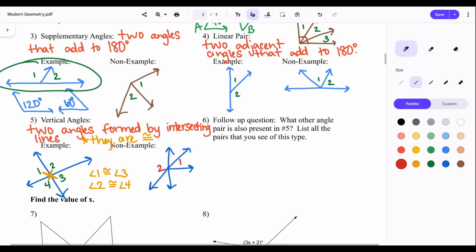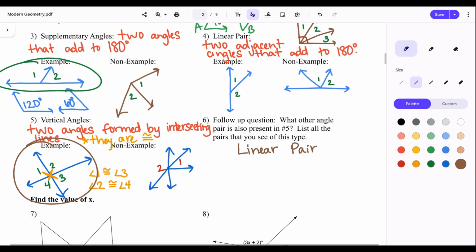Okay, now this last thing here says we have a follow-up question. What other angle pair is also present in number 5? And then they're saying, list all the pairs that you see of this type. So if you look at number 5 again, does it resemble anything that we talked about earlier? If you look at angles 1 and 2, they're side by side, what other angle pair would they make? Yeah, they look like those linear pairs that we talked about. So there's also linear pairs showing up in that picture that I drew for number 5. I'm talking about this picture here.